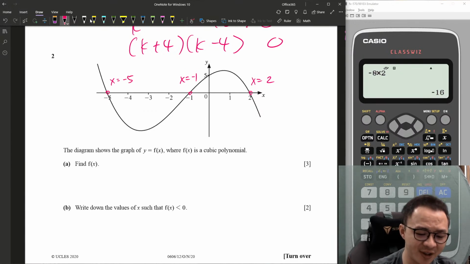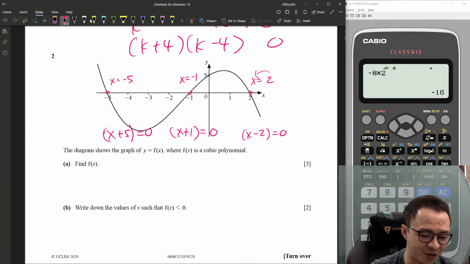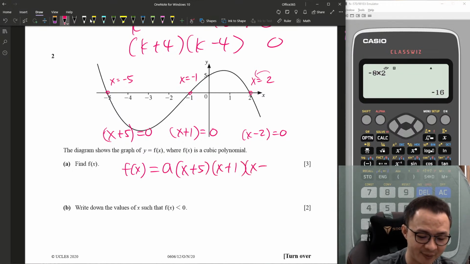From here, you just imagine moving the number to the other side, and you get something like x minus 2 equals 0, right? Then this one you get x plus 1 equals 0, and this one you get x plus 5 equals 0. If you look carefully, you have 3 brackets here. This is my f(x). I don't know what my a is, but I know I have (x plus 5), (x plus 1), and (x minus 2).